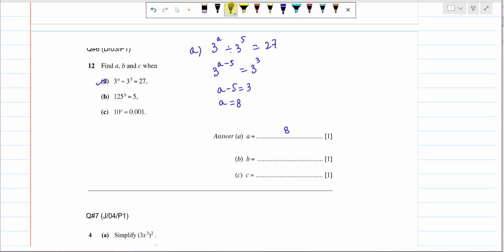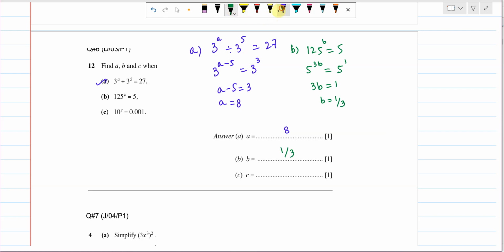After that, second part B. It says 125 to the power b is equal to 5. Again you have power in terms of alphabets, so you need to make the bases same. So 125 is basically 5 power 3, and 5 remains as it is, 5 with the power 1. Bases are same, equate powers, so 3b is equal to 1, and you got b equals to 1 over 3.